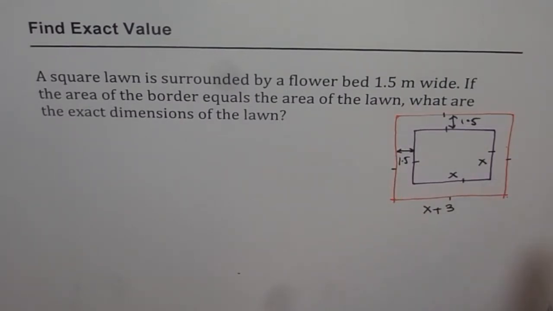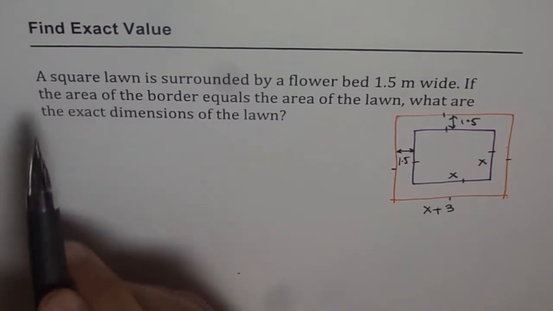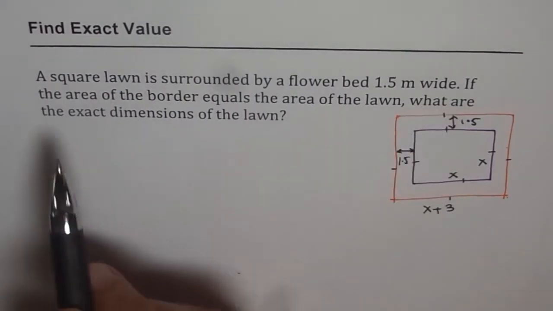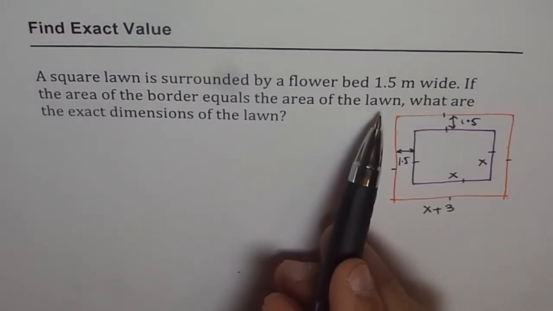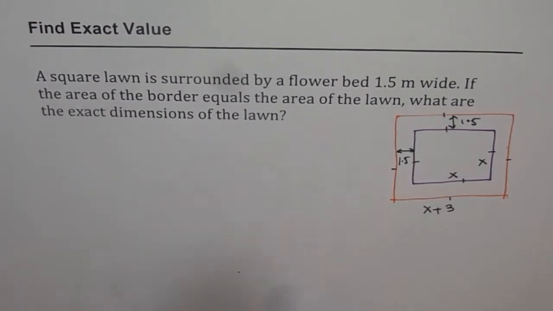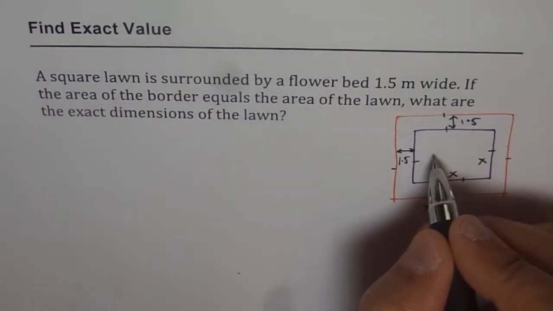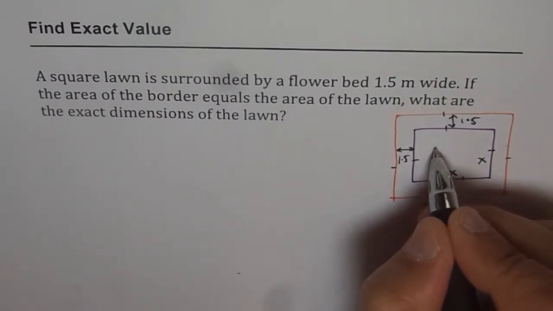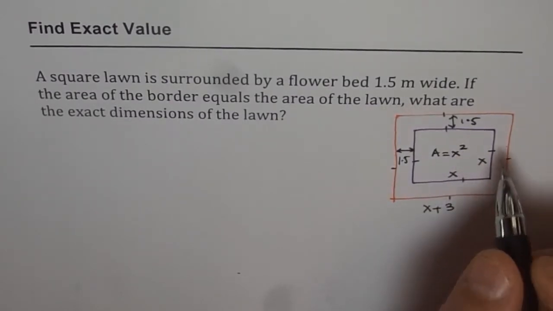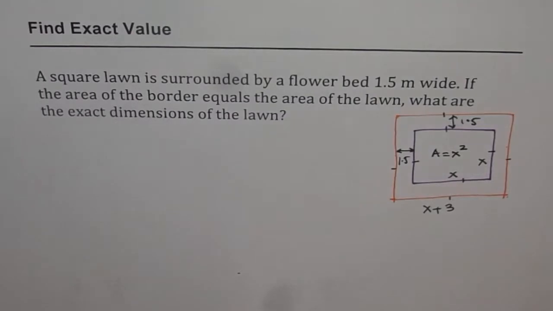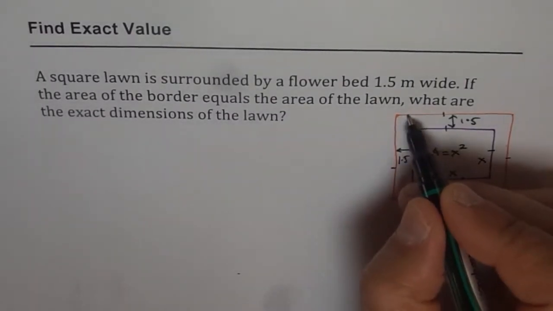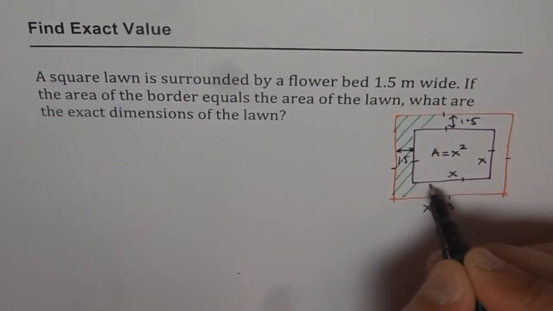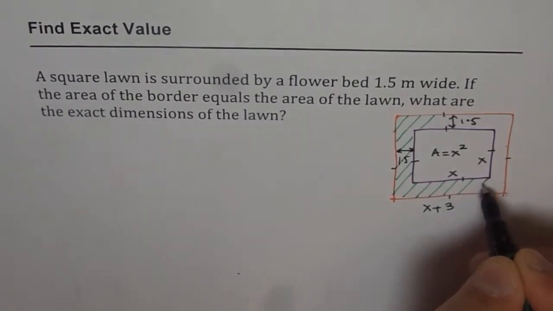Now let's read the question, try to understand and write down our equations. A square lawn is surrounded by a flower bed 1.5 meters wide. If the area of the border equals the area of the lawn, what are the exact dimensions of the lawn? Now what is the area of the lawn, and what is the area of the border? That is what we are looking for. The area of this particular square is x square. And the area of the border, that means we are looking for this border, correct? That is outside area minus inside area.